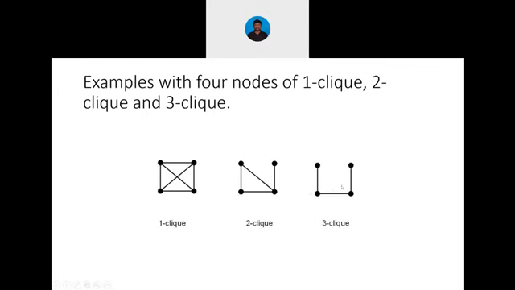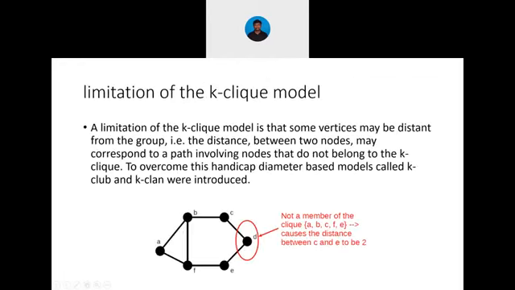And from some other nodes, the distance is actually less than or equal to 3. Maybe 2, maybe 1, right? And hence it is called a 3-clique. This is how they have been defining the k-clique.